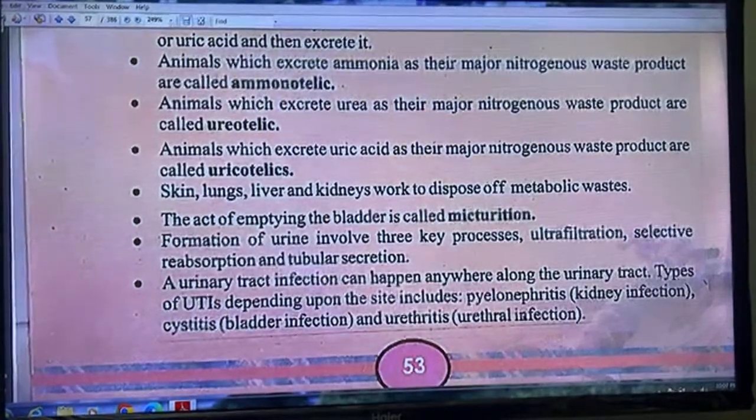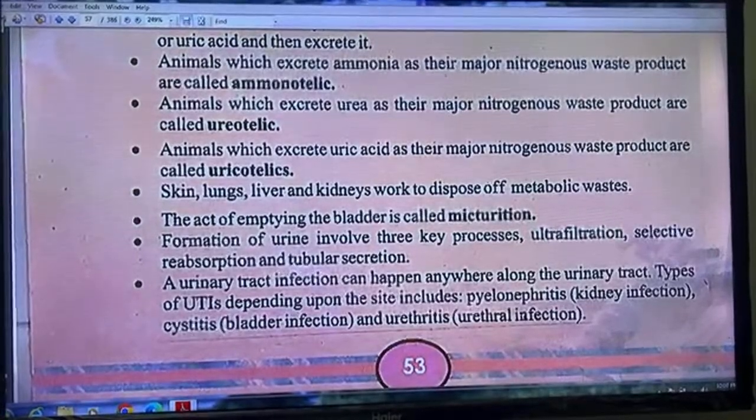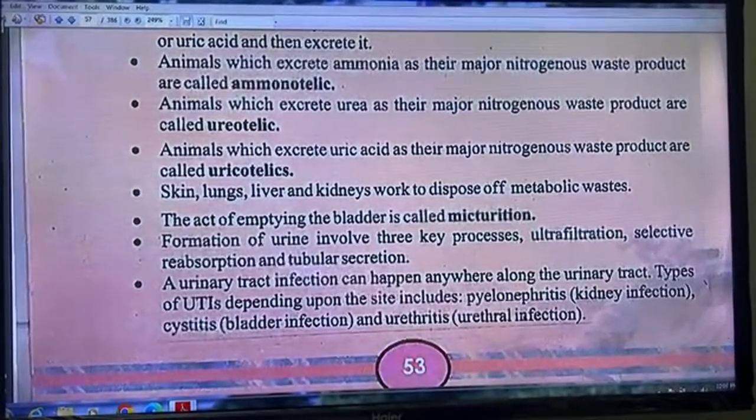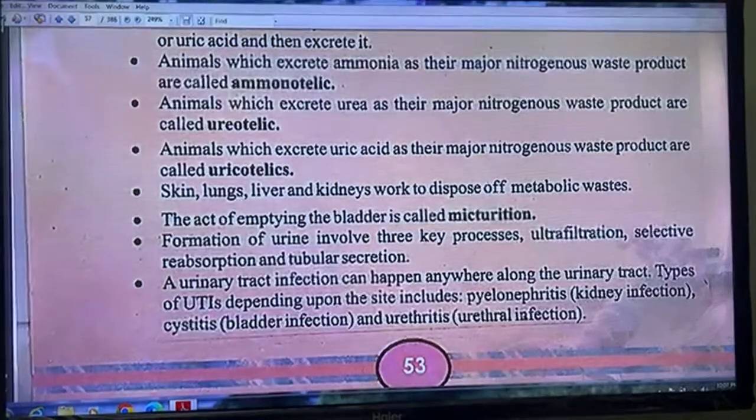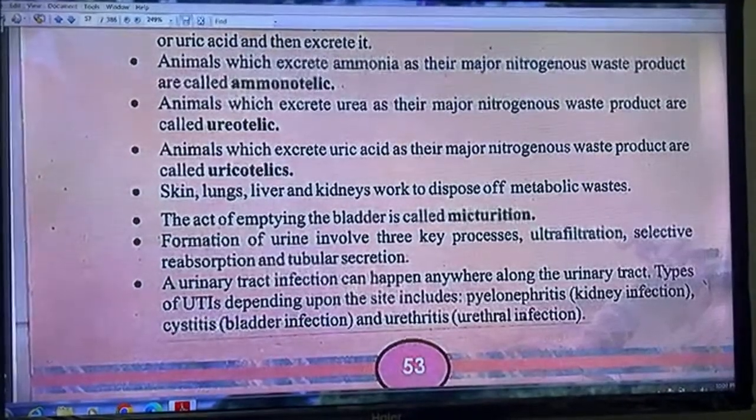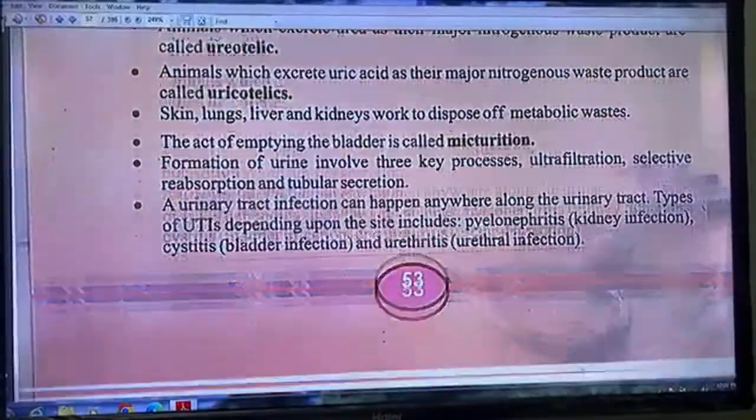Types of UTI depending upon the site include pyelonephritis, kidney infection; cystitis, bladder infection; and urethritis, urethral infection.